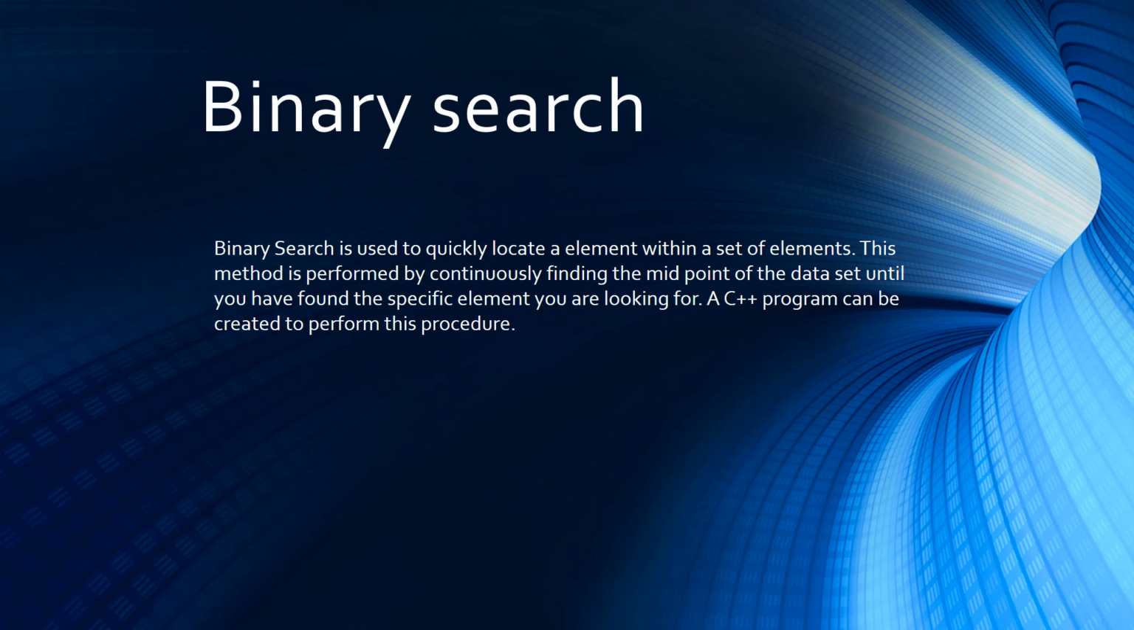And now binary search. Binary search is used to quickly locate an element within a set of elements. This method is performed by continuously finding the midpoint of the data set until you have found the specific element you are looking for. A C++ program can be created to perform this procedure. So when you're doing binary search, let's say you have a set of random numbers. There's 10 elements, say 5, 9, 13, 21, all 10 elements. And you want to find element 23, but you do not want too many iterations, too many runs. You use binary search.